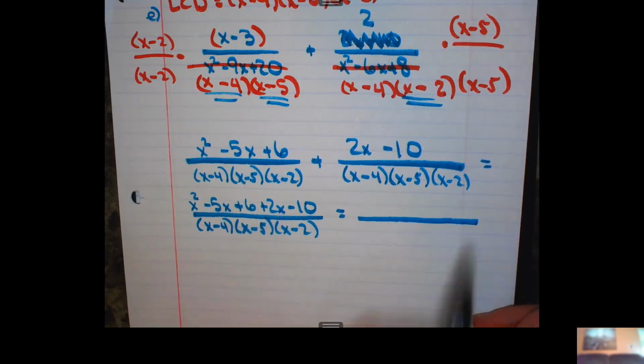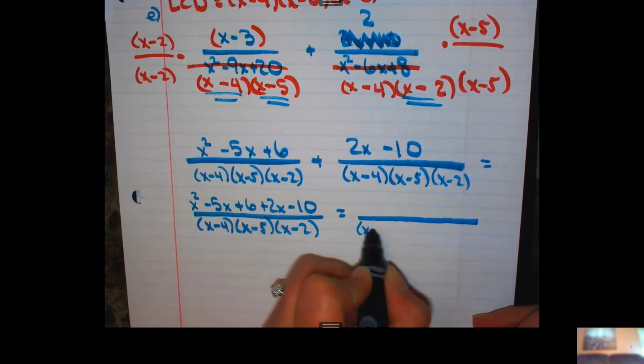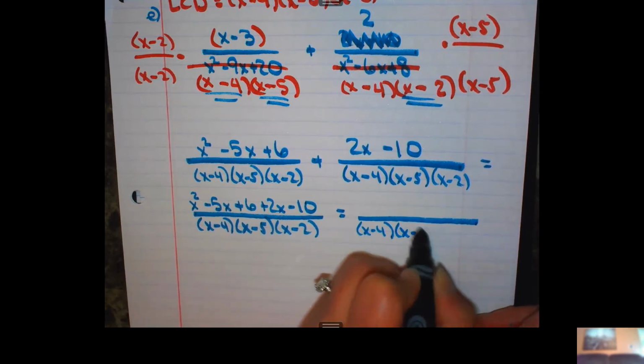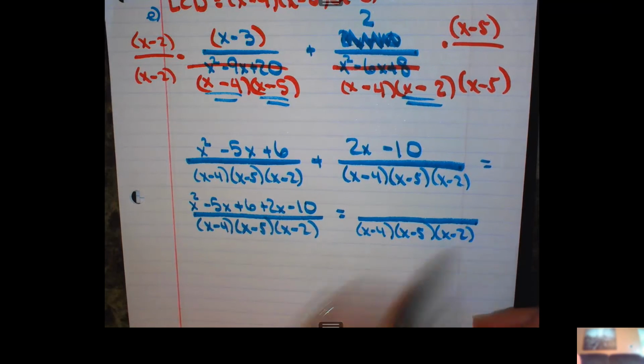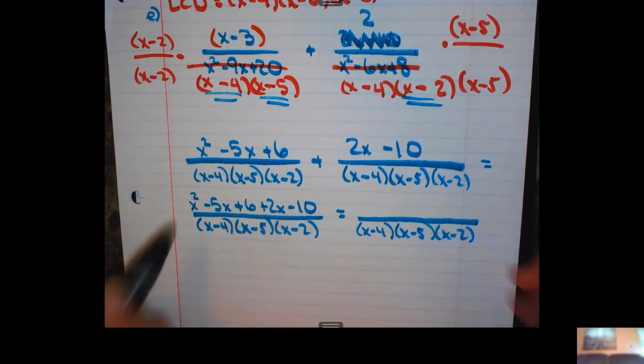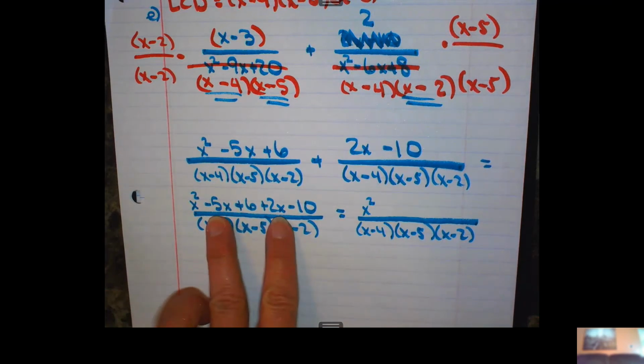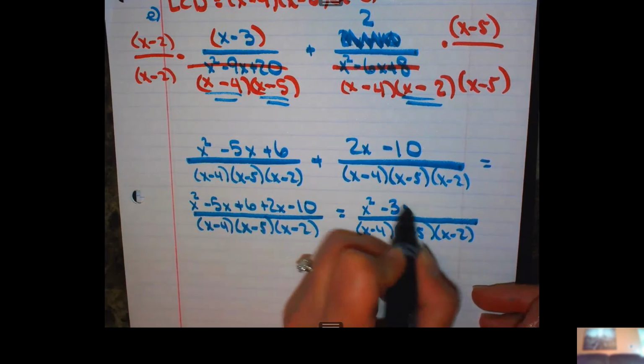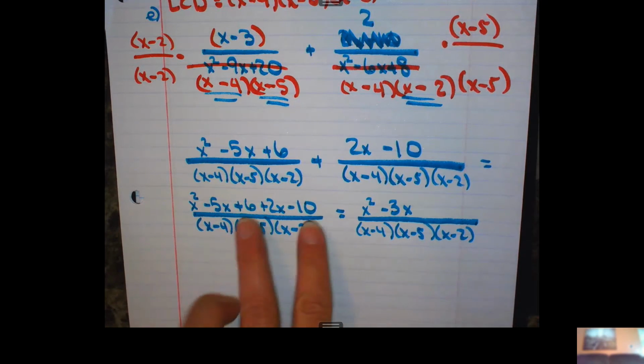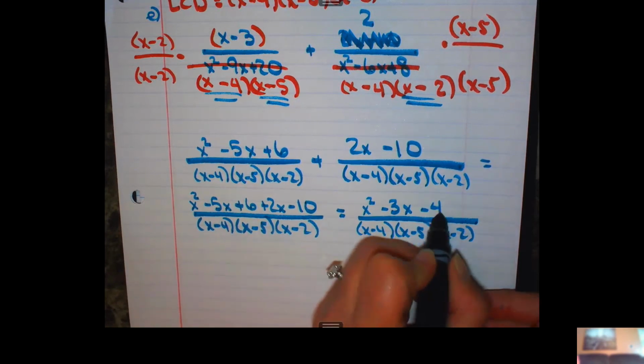Almost done. Now I'm going to combine like terms. So again, let me bring over that denominator. So x minus 4 times x minus 5 times x minus 2. We're going to combine like terms. So x squared goes in the front. Can't combine it with anything. The x's, negative 5 plus 2 is negative 3. So negative 3x. And my number 6 minus 10 is negative 4.